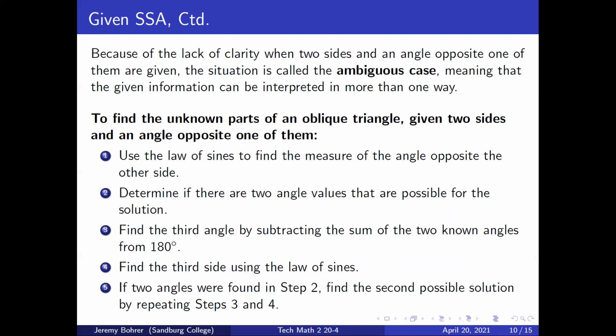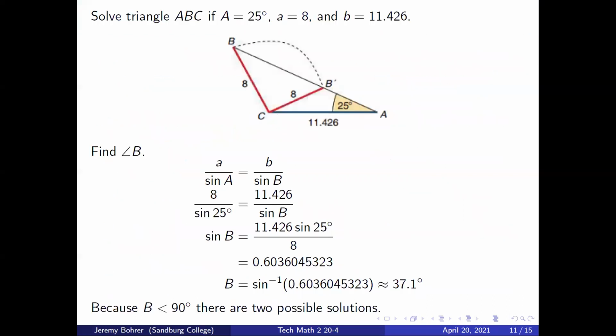To find the unknown parts of an oblique triangle given two sides and an angle opposite one of them, first use the law of sines to find the measure of the angle opposite the other side. Then determine if there are two angle values that are possible for the solution. Find the third angle by subtracting the sum of the two known angles from 180 degrees. Find the third side using the law of sines. If two angles were found in step 2, find the second possible solution by repeating steps 3 and 4.